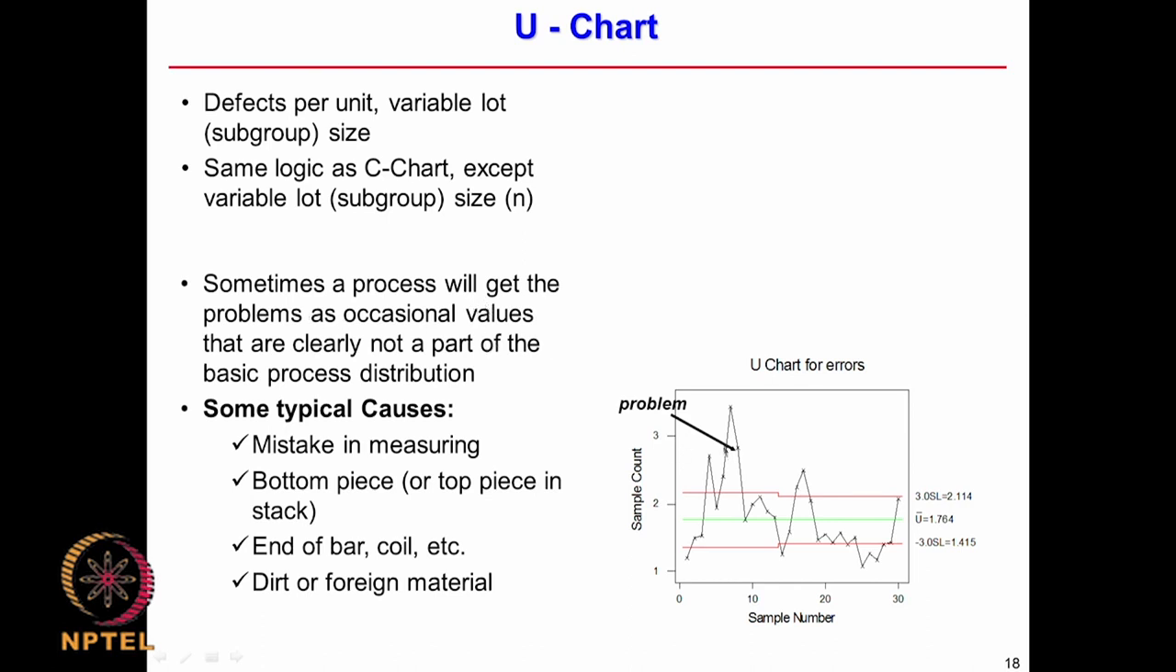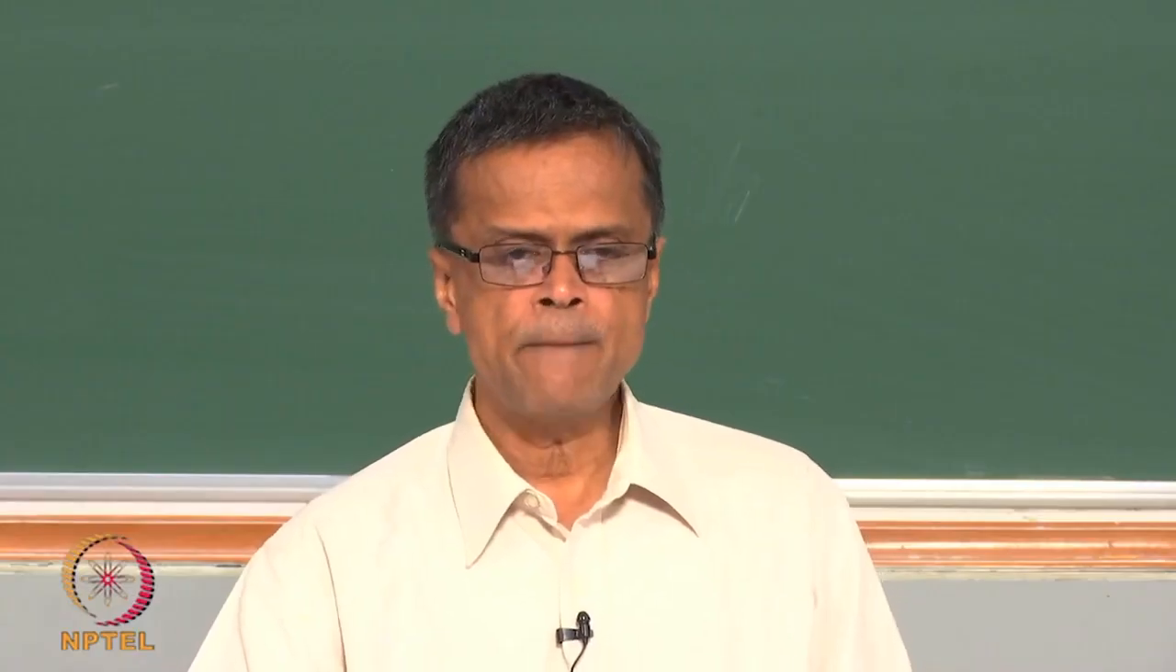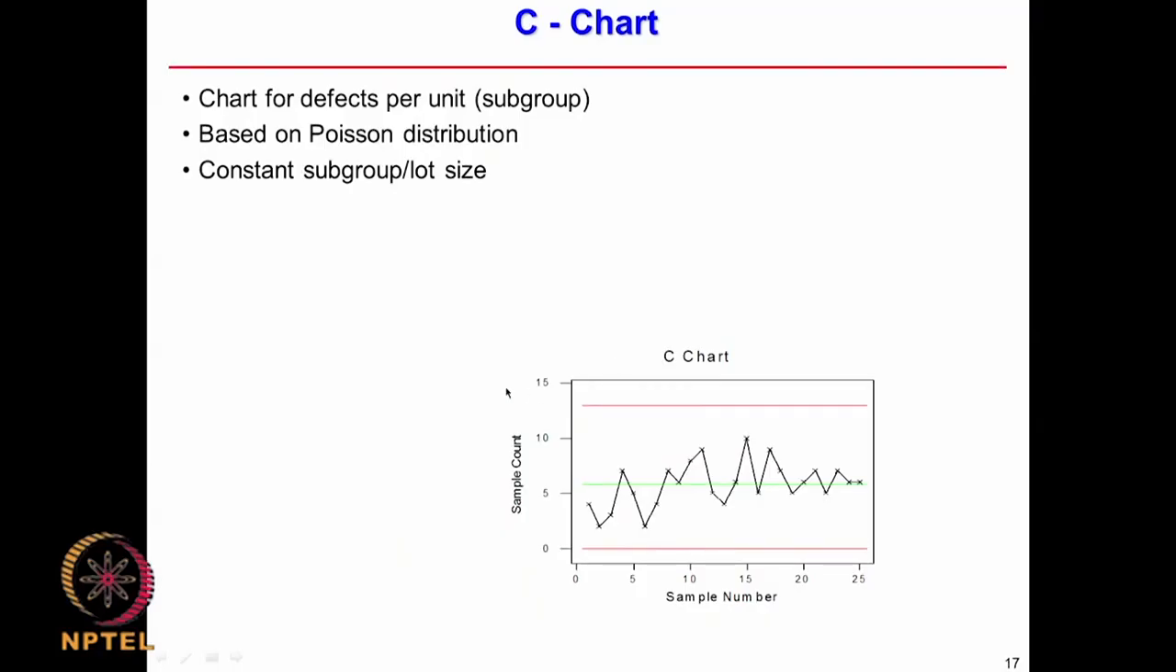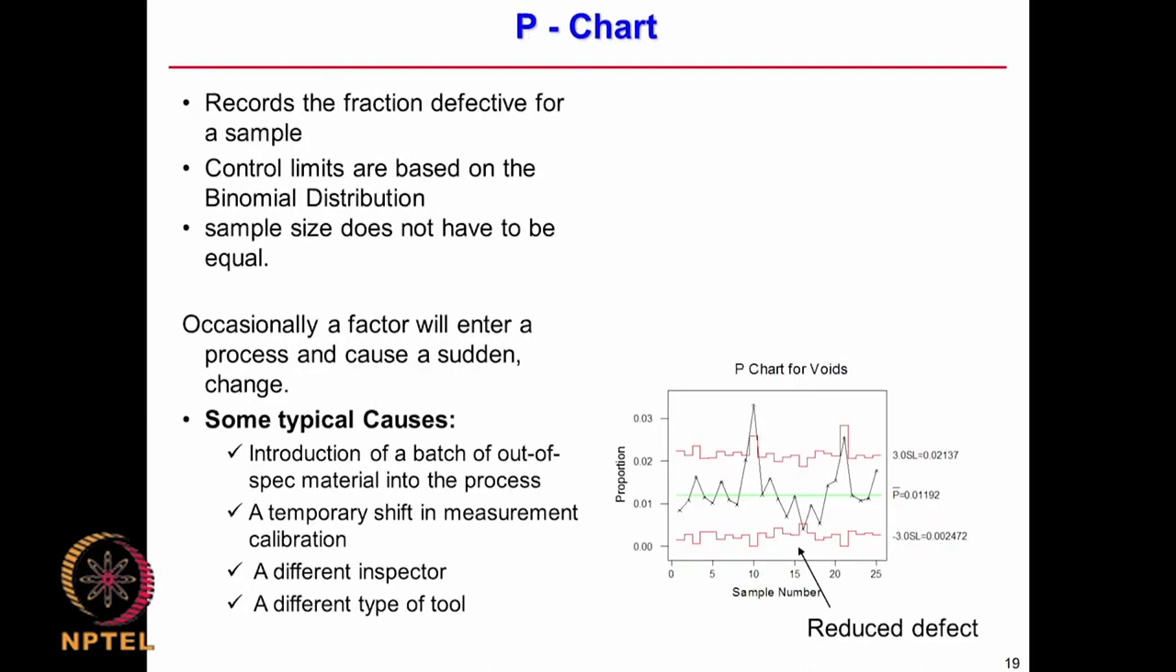So sometimes a process may go like this, suddenly the variable goes off. Sometimes the process will get occasional values that are clearly not a part of the basic process. A mistake in measuring, or bottom piece on top piece, tag, end of bar, so many different reasons, one point may be going up. So the U chart is almost like the C chart, the only thing is the number of samples you take in each lot may vary, whereas in the C chart every time you take the same set of samples in a subgroup.